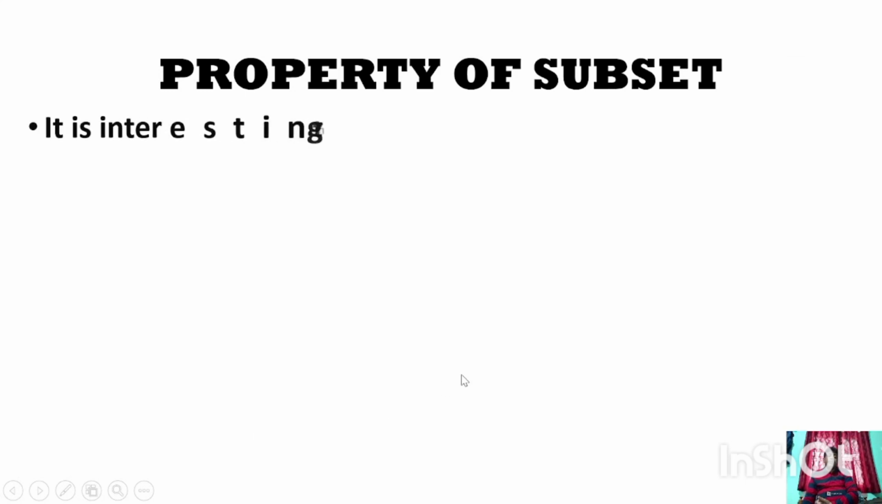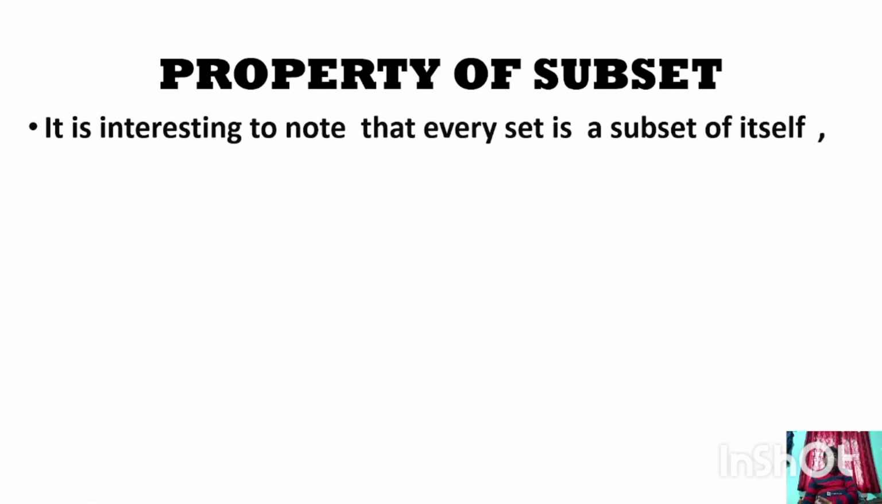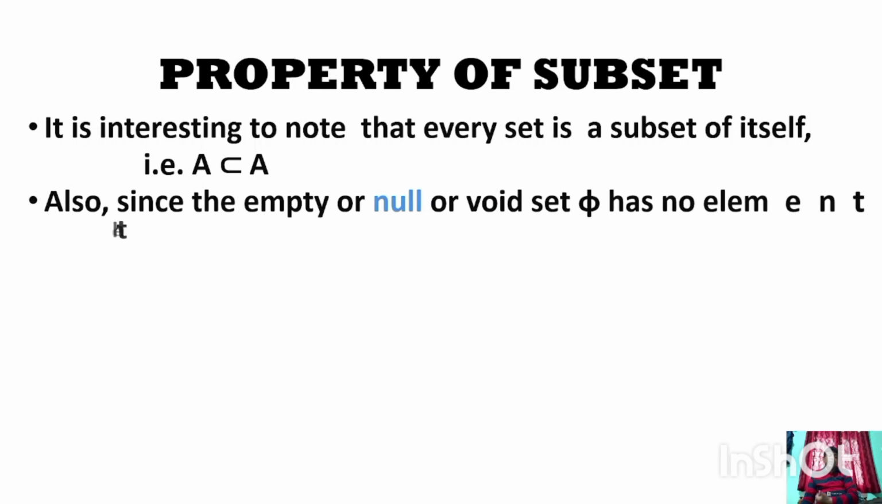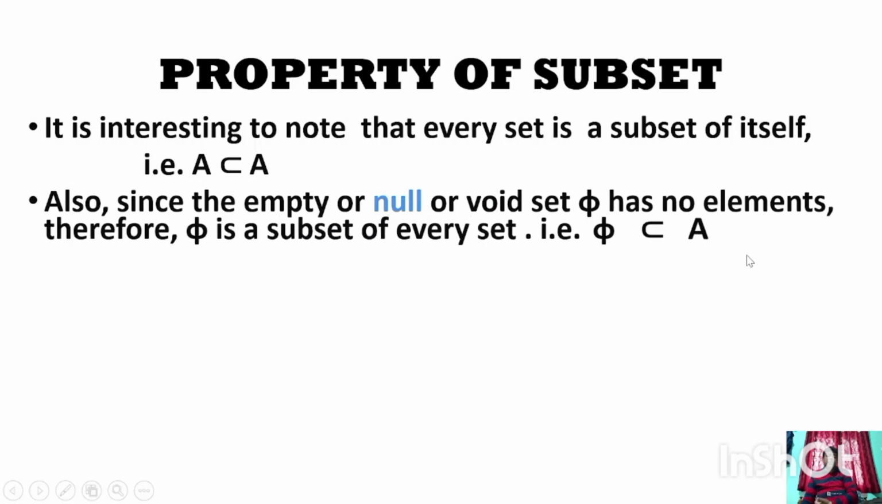Property of subset. It is interesting to note that every set is a subset of itself. A is a subset of A. Why? Because all elements of set A are also in the set A. That's why every set is a subset of itself. Very important point. Every set is a subset of itself. Since the empty set, null set or void set has no element, the phi set is a subset of every set.